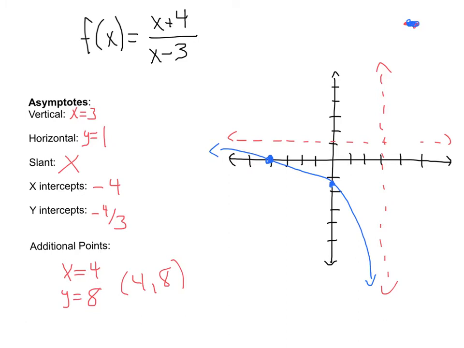Alright, now that we have our point there, we know which direction our graph is going to go based on the asymptote. It's going to go on top of these vertical asymptotes. So what I can do now is I can just fill that in. I can put it through my point here, and I know it's going to be going up in that direction and to the right over here. And there we have the graph of f of x equals x plus 4 over x minus 3.